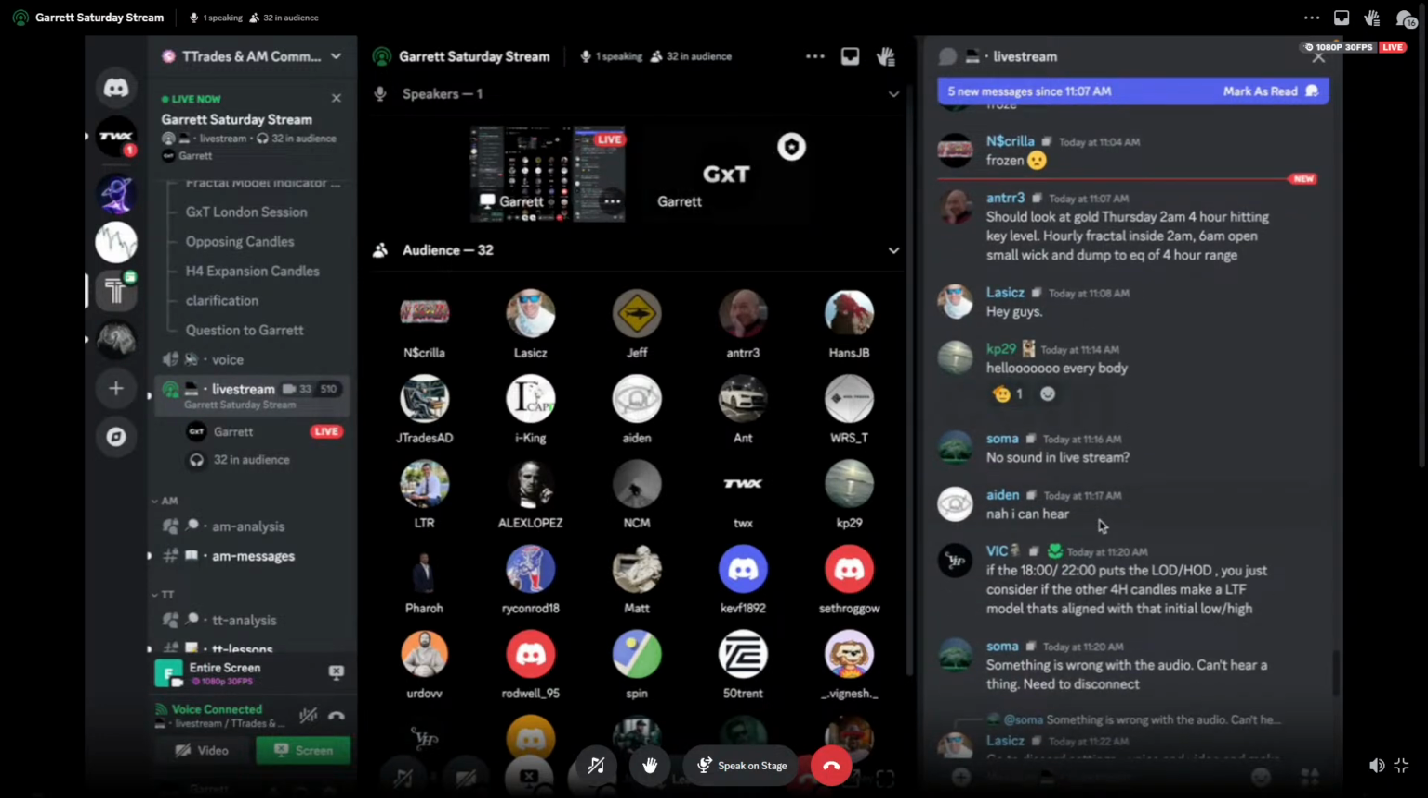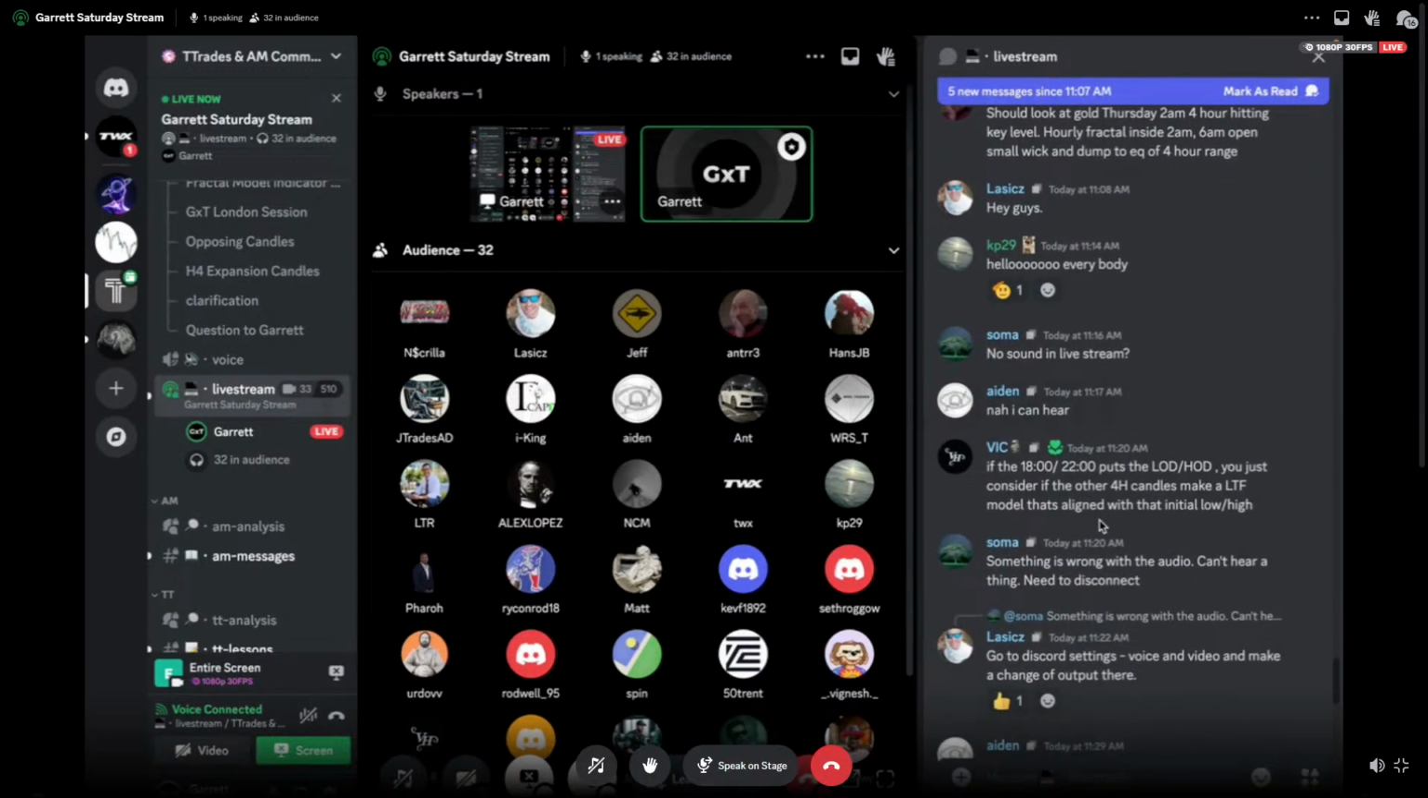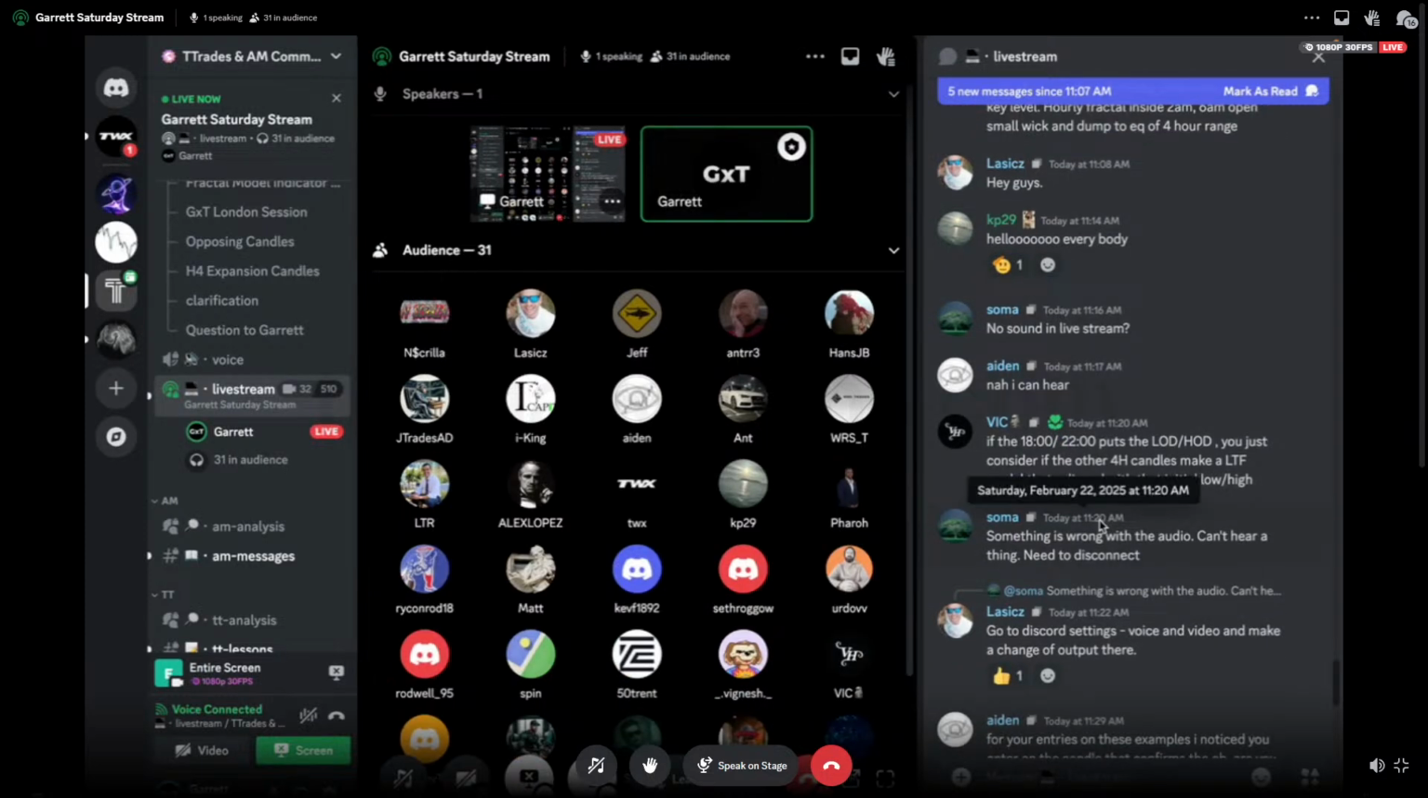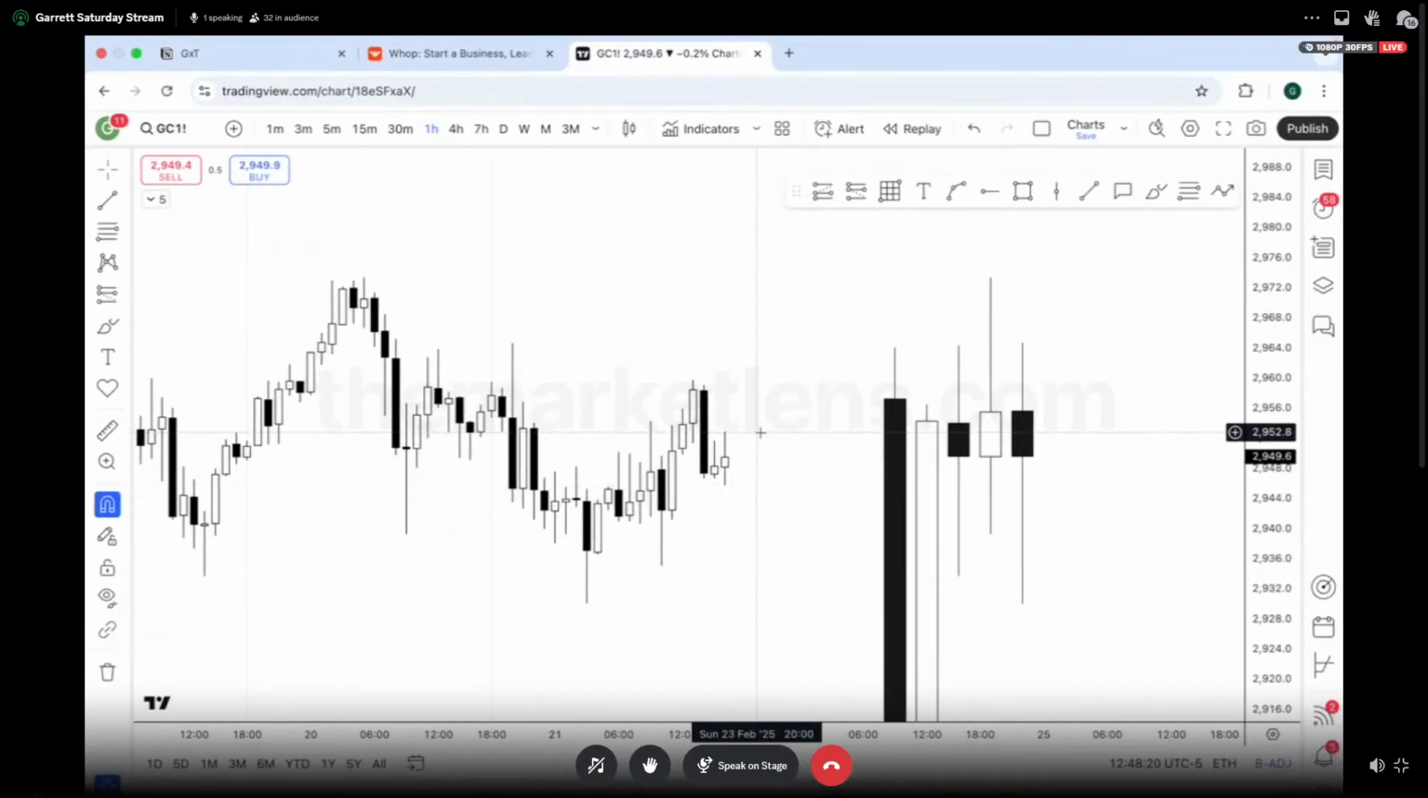What's up, KP? If the 1800, 2200 puts the low or the high in, do you just consider if the other 4-hour candles make a lower time frame model that's aligned? Yeah, so I'm never going to trade London. I don't trade London session, but this goes back to how AM approaches it. If the market creates a large range, expands away from the Asia low of day or high of day, there's no real reason to go back to that.